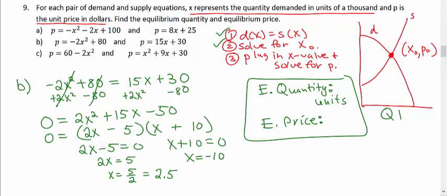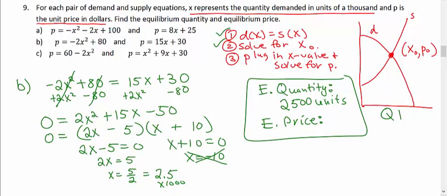We're going to reject the negative x value since we can't have a negative quantity. And we're going to represent 2.5 in terms of thousands of units. So if I multiply that by 1,000, that gives me 2,500 units.